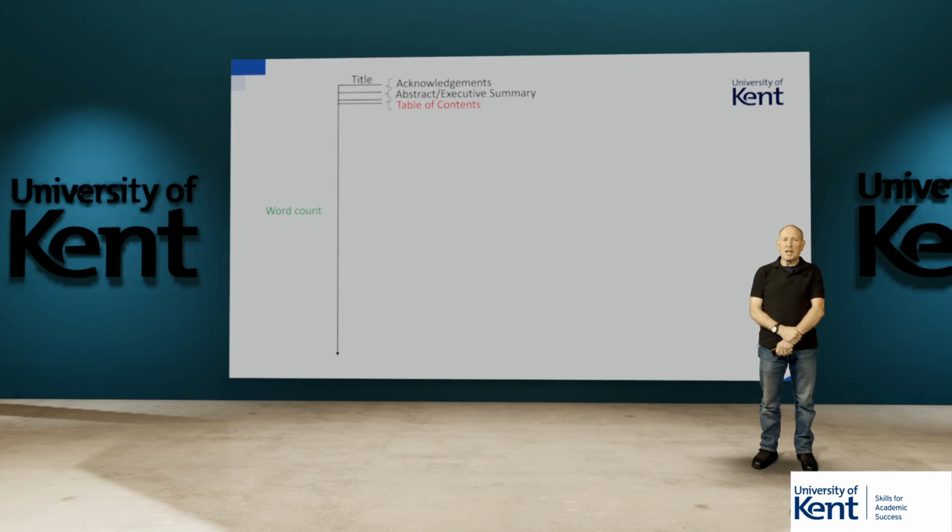Then you'll need to include a table of contents for the entire dissertation. Next comes the introduction, which tells the reader what to expect in the dissertation. This marks the start of your word count and should constitute 5 to 10% of the total.